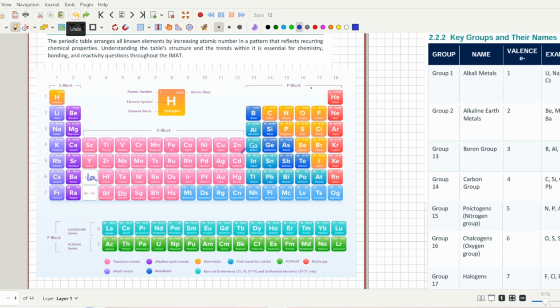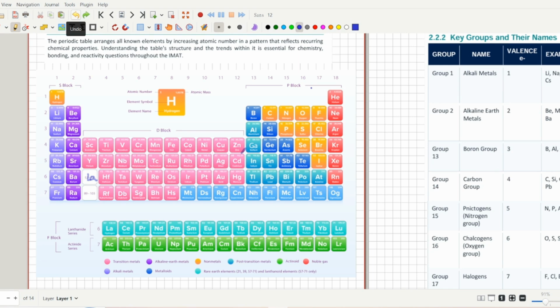Okay, so the color in the periodic table is telling you a lot of things. For example, the pink elements are transition elements, the purple are alkaline earth metals, and then you have alkali metals that are light purple, and then you have metalloids, metals, and then you have noble gases. So the coloring in the periodic table is telling you a lot of things. You can know what is the atomic mass, what is the atomic number, what is the element symbol, element name.